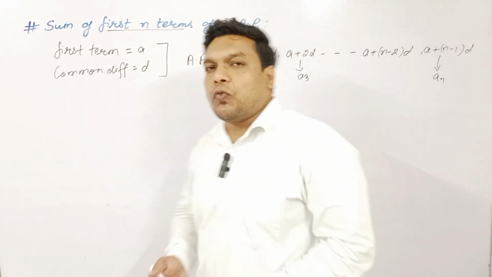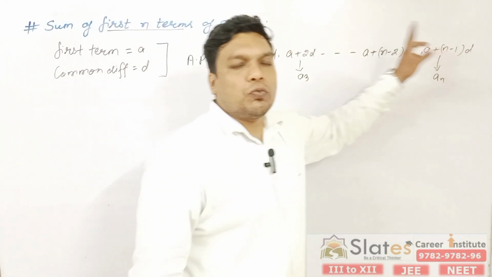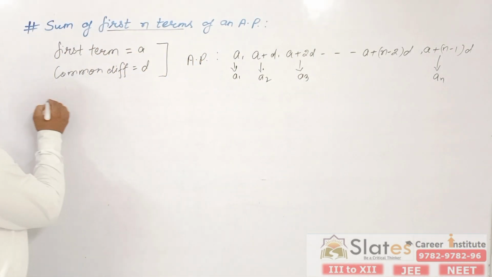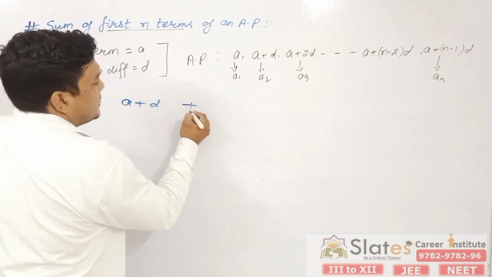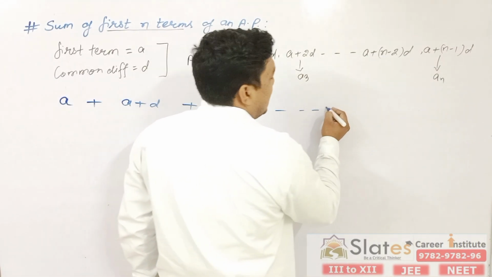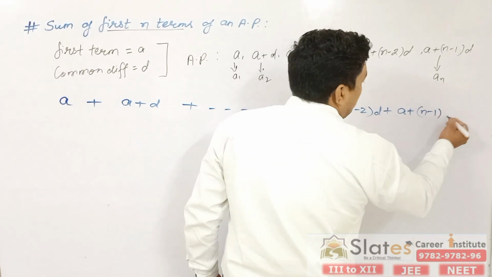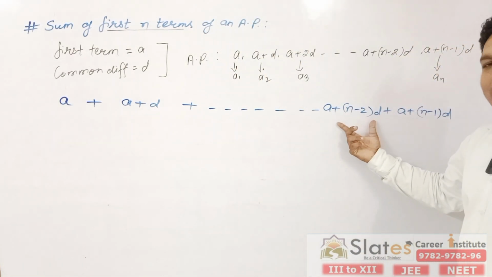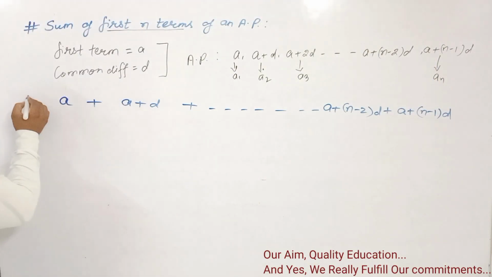Okay, so this is AP. We have to find the sum of this AP. How many terms are there? First, second, third, up to nth term. So we have to find the sum of all these terms. So to find sum of these terms, what are we writing? It is a plus a plus d plus, and so on, up to a plus n minus 2 into d plus a plus n minus 1 into d. Okay, this is first term plus second term plus third term plus, and so on, n minus 1th term, and this is your nth term. This is sum of first n terms. So how will you represent this? It is Sn, sum of first n terms.